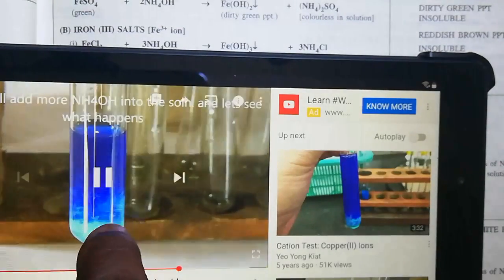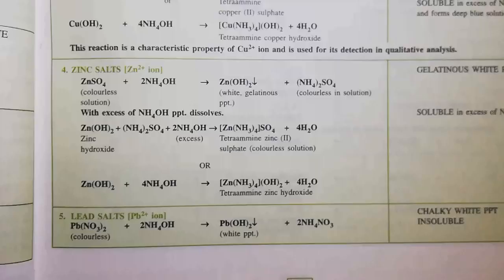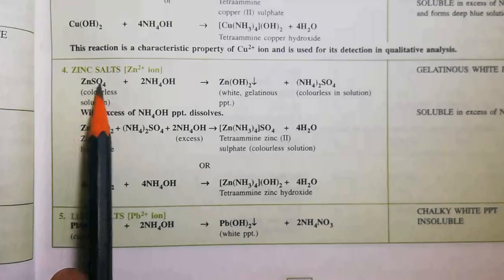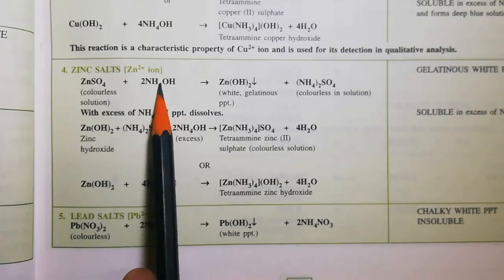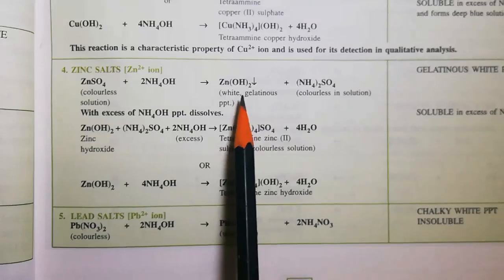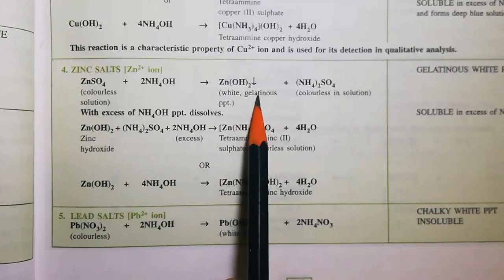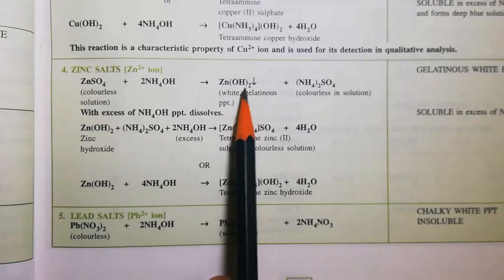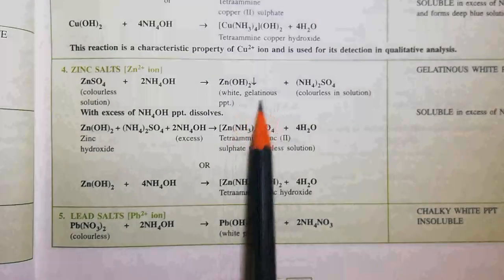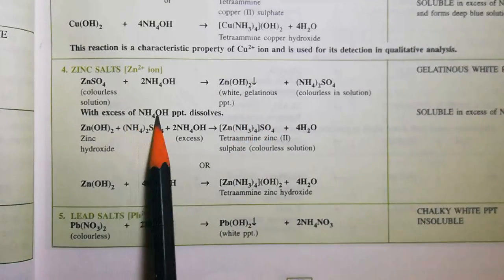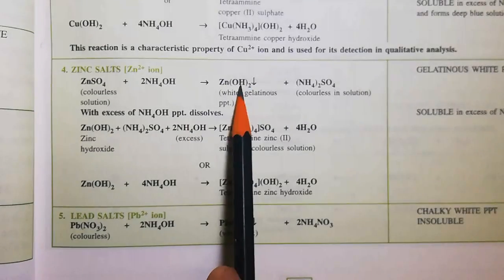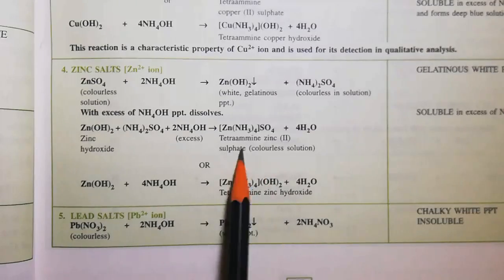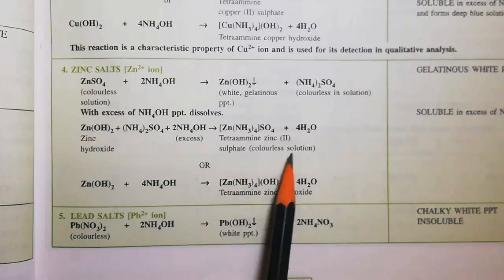Okay, now another important reaction: zinc reacting with NH4OH, ammonium hydroxide. Initially a white gelatinous white PPT is formed, and you know all the compounds of zinc are white. With excess of NH4OH that PPT will dissolve, with the formation of tetraamine zinc complex, similar to the copper one.